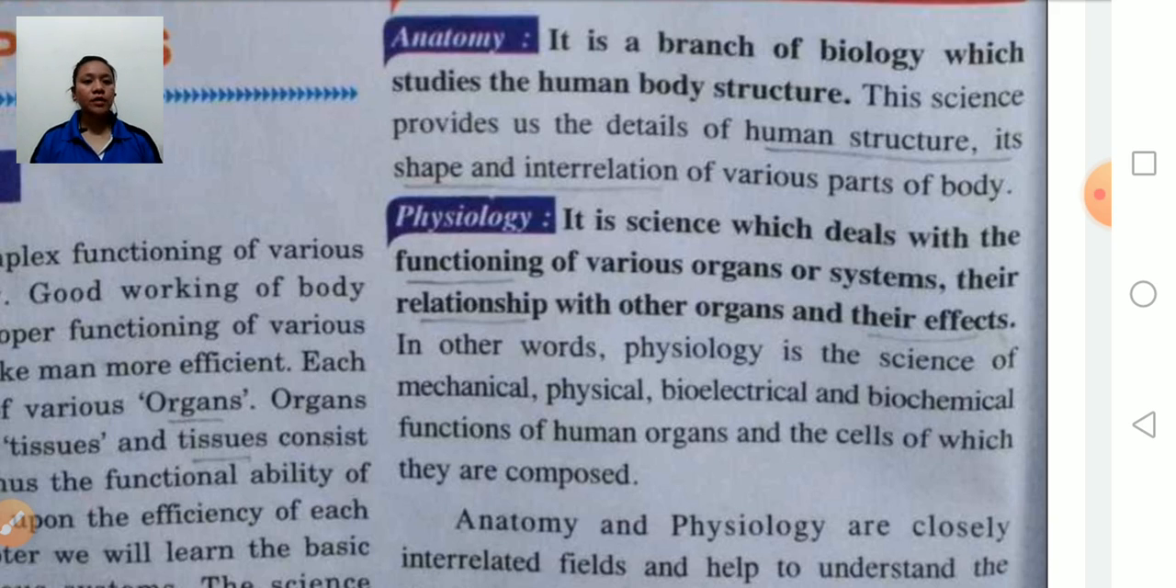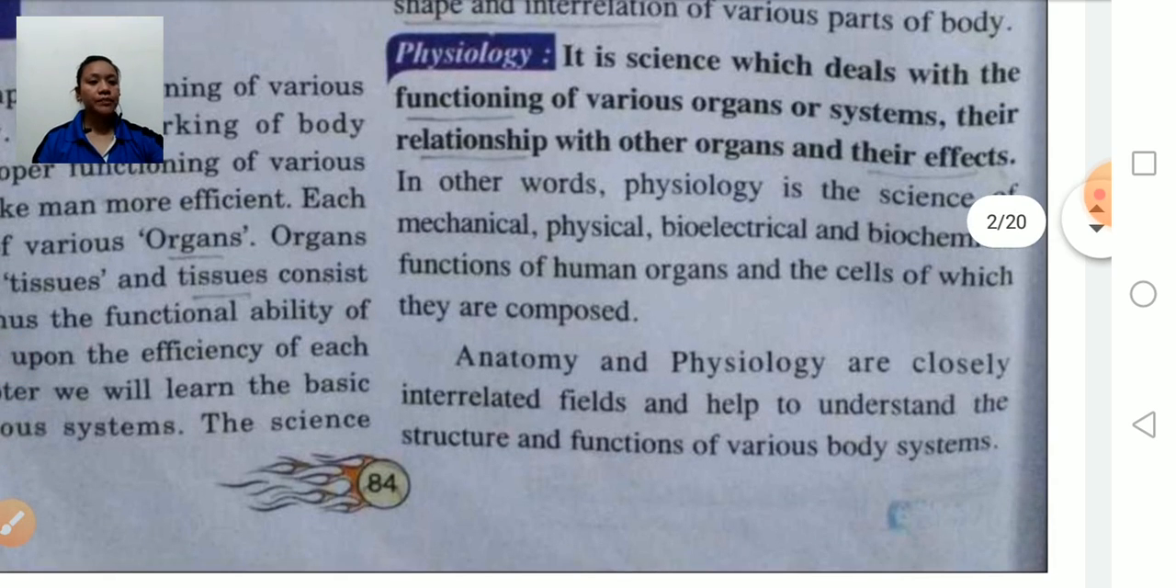Physiology is the science which deals with the functioning of various organs or systems, their relationship with other organs and their effects. Means physiology is the study of functioning of various organs or various systems of the human body, their relationship with other organs and their effect. Anatomy and physiology are closely interrelated fields and help us to understand the structures and functions of various body systems.